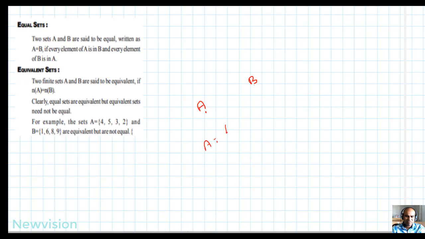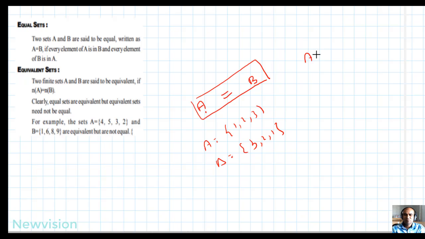For example, A is given as 1, 2, 3. B is given as 3, 2, 1. Observe. Every element of A is in B, no? 1 is there, 2 is there, 3 is there, and every element of B should be in A. 3 is there, 2 is there, 1 is there. In such a situation, those two sets are said to be equal sets and they are denoted by A equal to B.